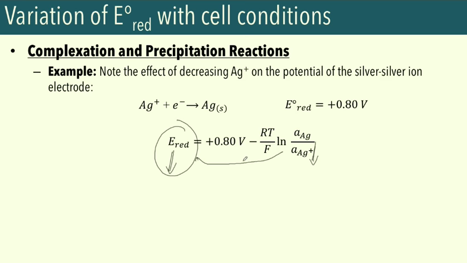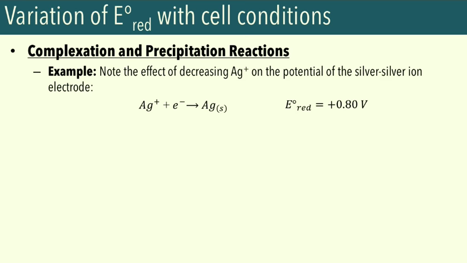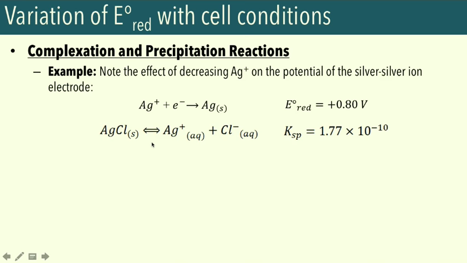A low concentration of silver ions can be achieved by dilution, or an alternative approach is to remove silver ions via the formation of a complex or a precipitate. One way that we could form a precipitate is to add potassium chloride into our cell. This will ultimately lead to the precipitation of our silver ions to form our silver chloride precipitate. If we add these two reactions together, we get a new half reaction. Our silver ions cancel out, and we have our silver chloride solid plus one electron forming silver solid and our chloride ions.